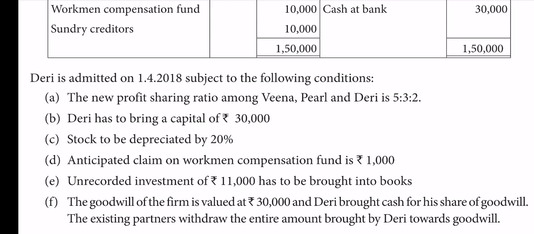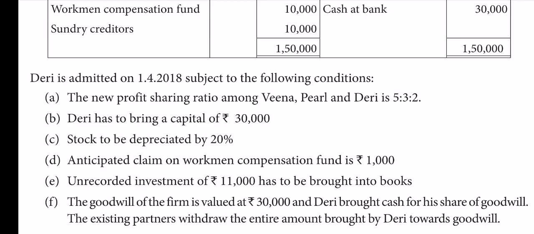Then an unrecorded investment of 11,000 has to be brought into the books. Yes, this is a new asset brought into the books, therefore a plus item. Therefore, as far as revaluation is concerned, stock is a minus loss item and investment is a new asset brought into the account. These two are the only revaluation items.